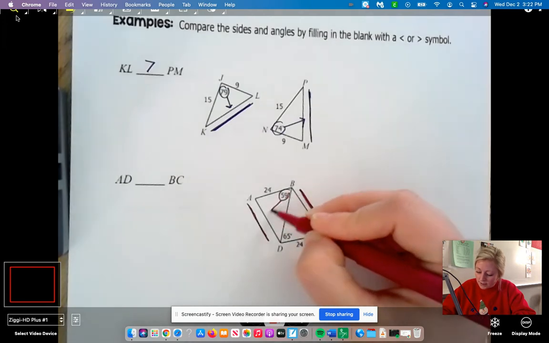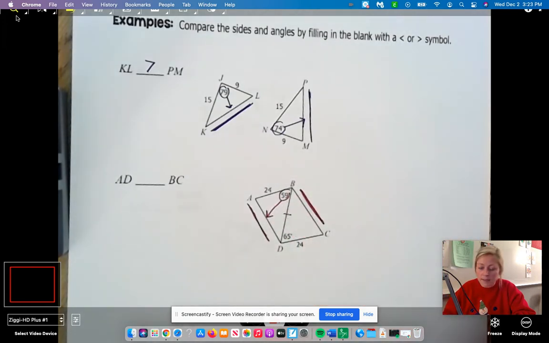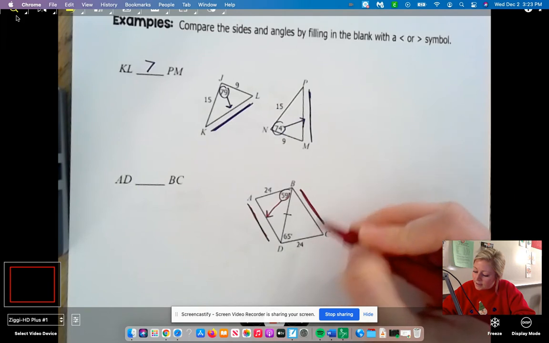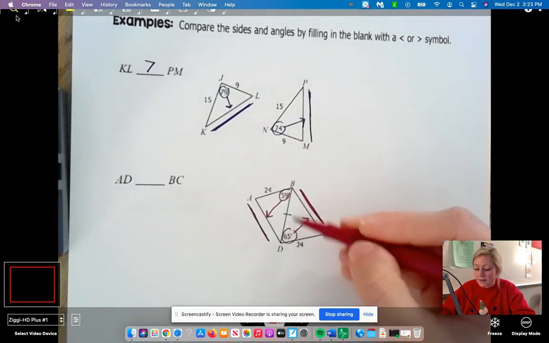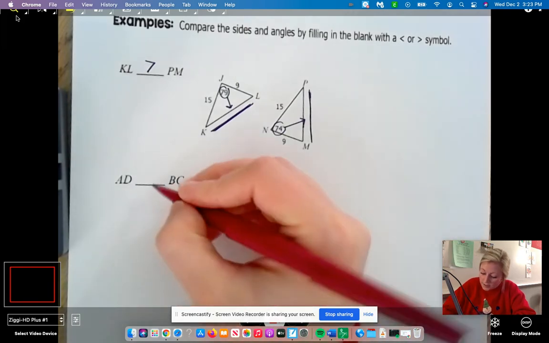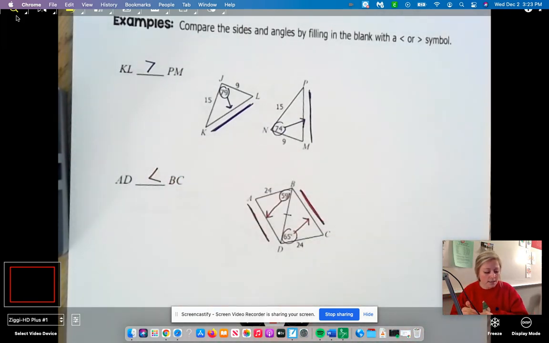AD is across from 59, and BC is across from an angle of 65. Well, 65 we definitely know is bigger than 59, so BC is indeed greater.